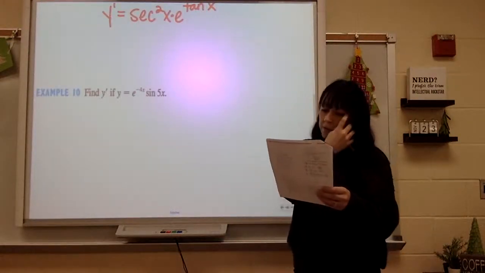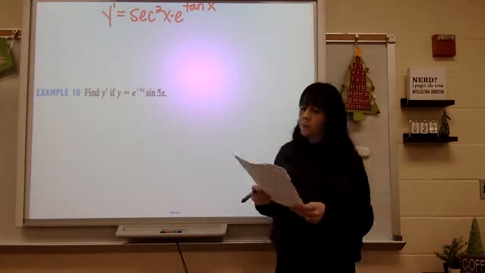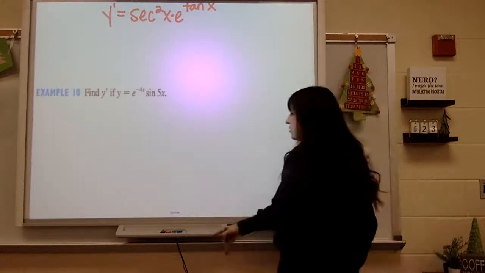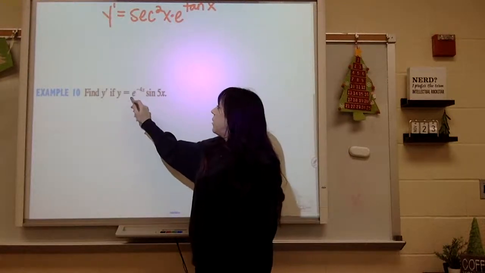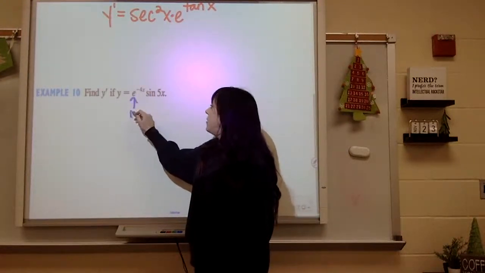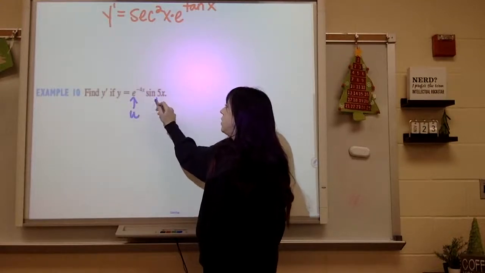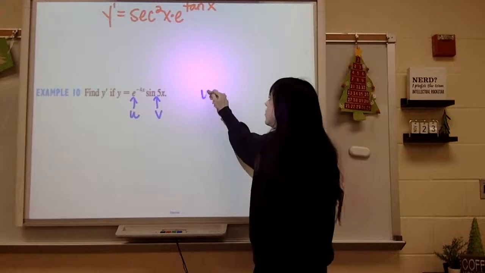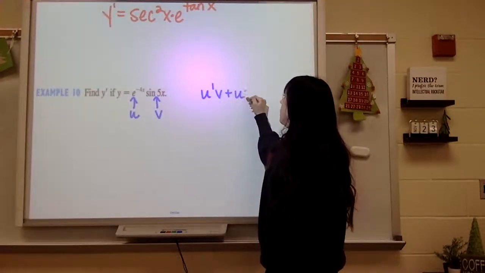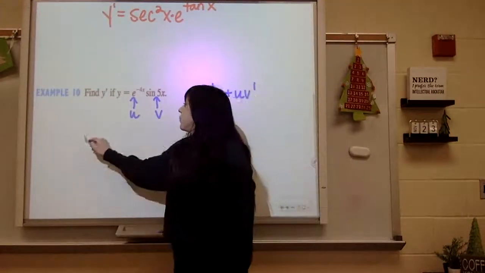Let's try one more. Actually, we have two more. A little bit more complicated, just so you're prepared for whatever comes your way. This is a product rule. So we have e to the negative 4x multiplying sine of 5x. So we're going to do product rule for this guy.